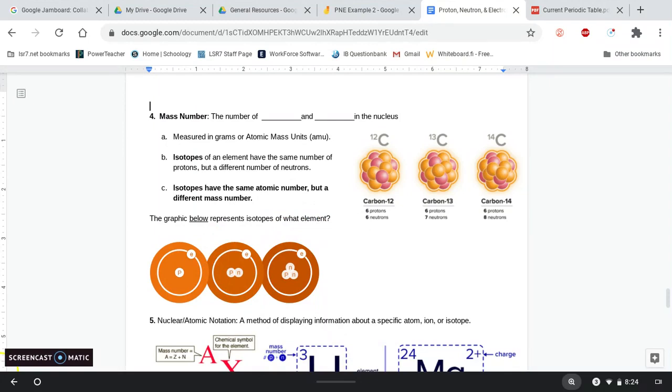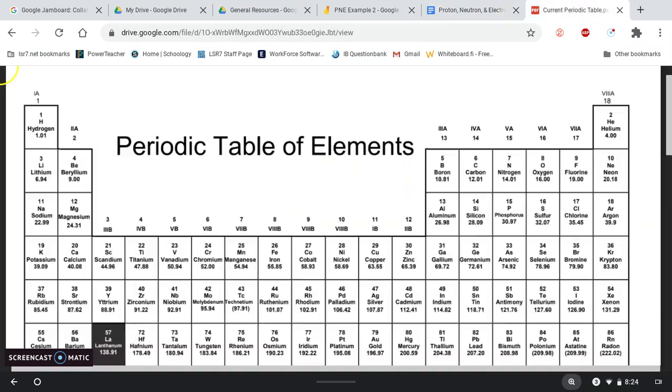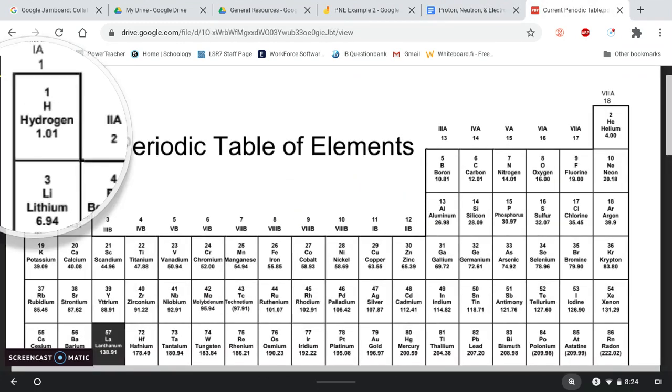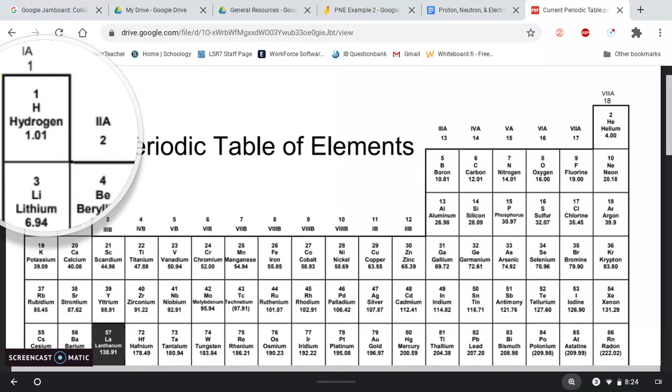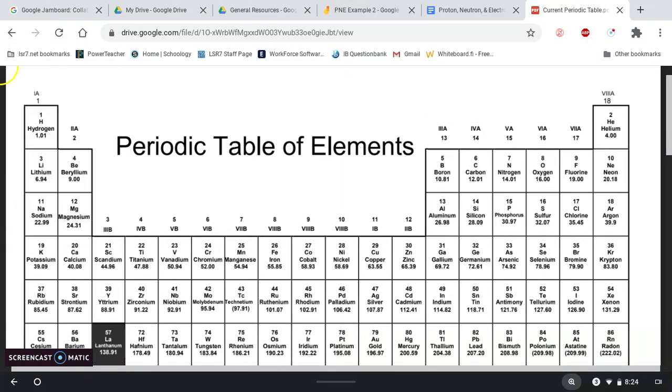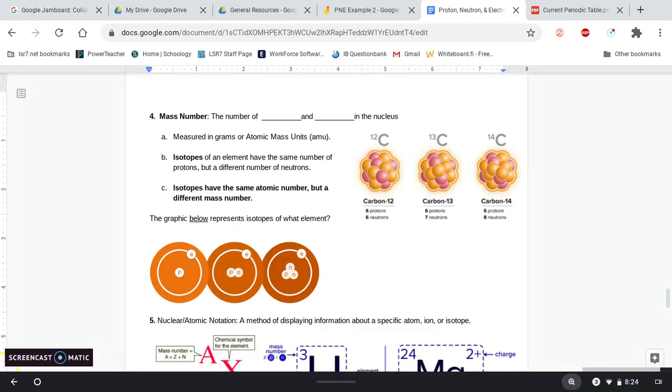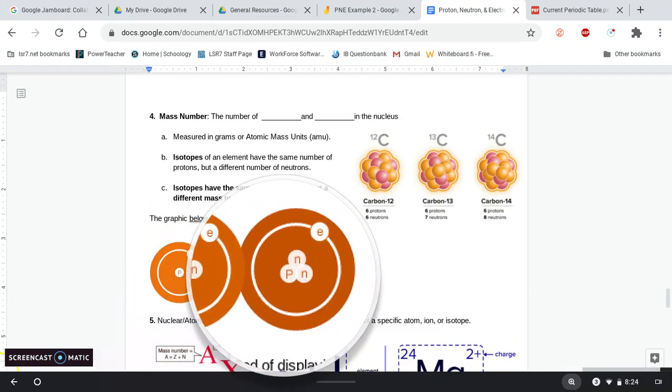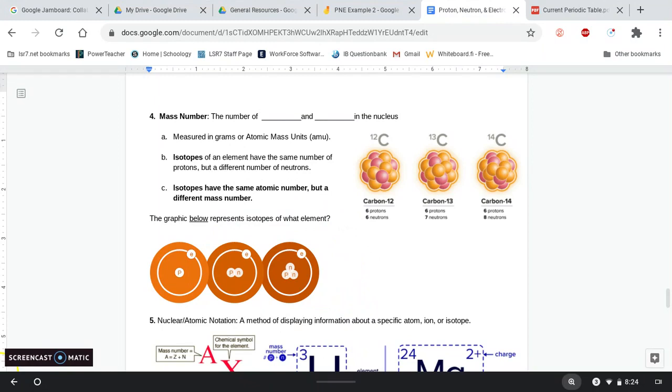So what we're going to do is go over to our periodic table, and we're going to look right here. There's hydrogen. See, it has the number 1 proton. So we go back to our 1 proton, 1 proton, 1 proton. All 3 of those are the same element. They're just isotopes. They're going to be isotopes of hydrogen. So you want to write that in over here somewhere, isotopes of hydrogen.